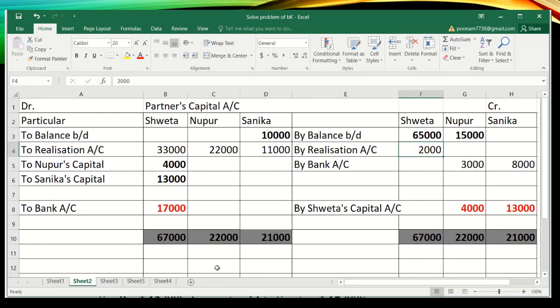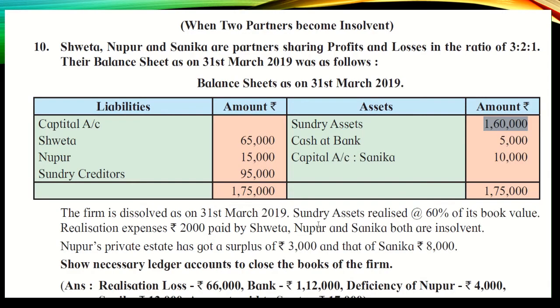After that you can see what is given: Nupur and Sanika. Now here, in case two partners are insolvent, how much amount is recovered from their private estate? It is 3,000 and 8,000. So from Nupur's private estate only 3,000 is being recovered, and from Sanika's private estate only 8,000 is being recovered.